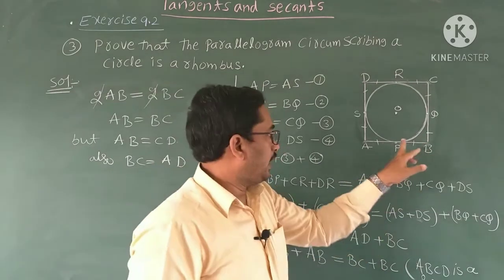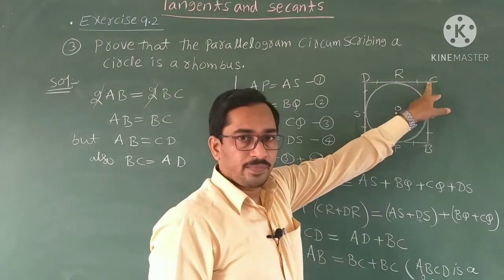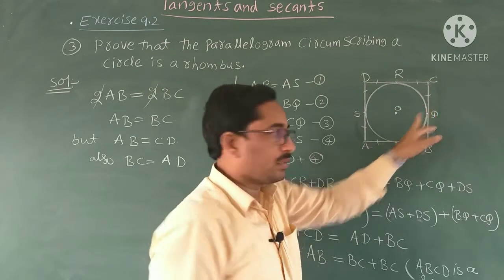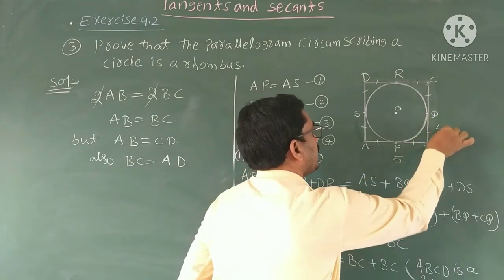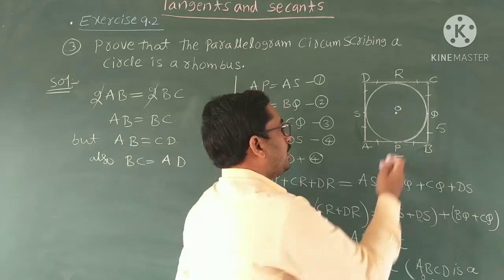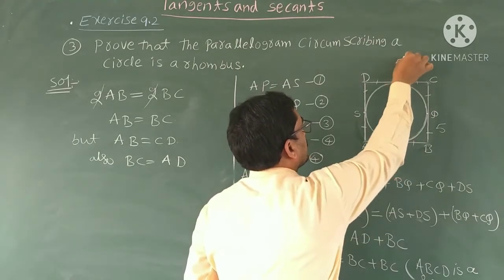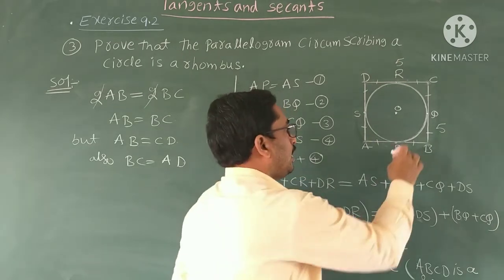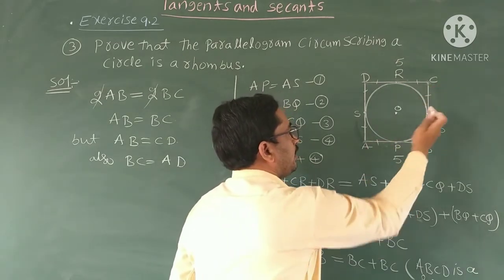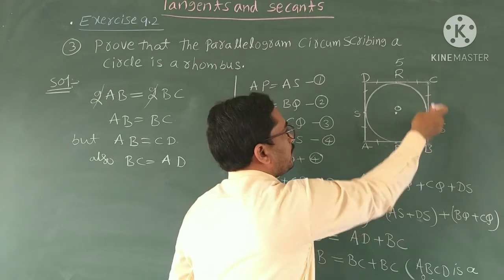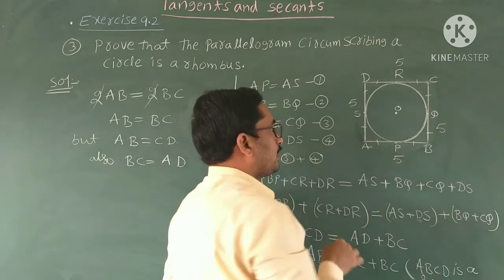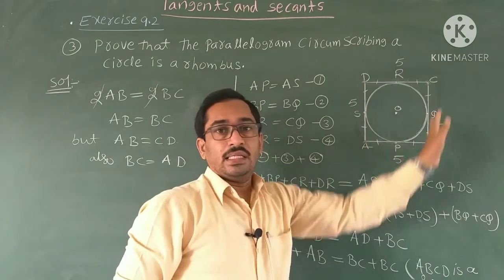See, AB equals BC, these two sides are equal. Suppose this is 5 centimeters and this is also 5 centimeters. But AB equals CD, so if AB is 5, then CD is also 5. And AB, BC are equal, but BC equals AD, so if BC is 5, then AD is also 5. Nothing but all these are equal.